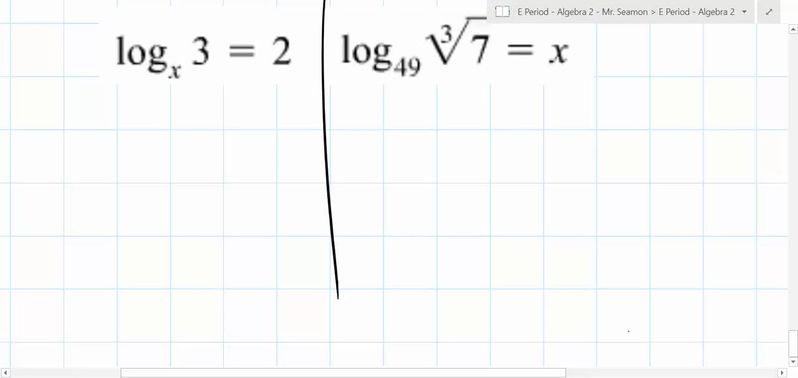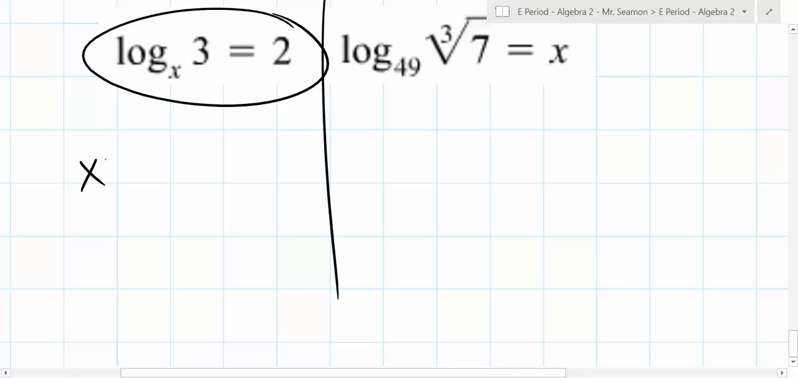So let's do a couple other easier ones. Shane, can you tell me what this is in exponential form? What's the base? So it's x to the something equals 3. How do you solve something like that, everybody? Yeah, so what do you think the answer is? X equals plus or minus.